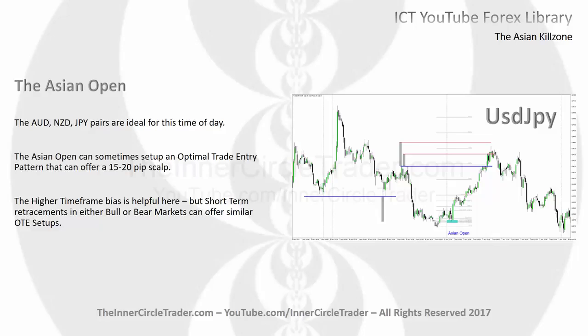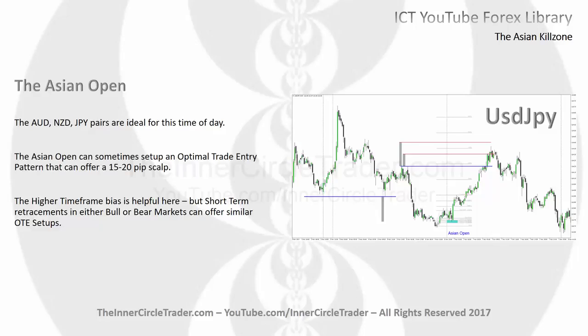As an example here, this is the dollar-yen pair. And again, I'm not trying to zoom in on these charts because the details are not important at this point. I'm just trying to build up an overview of the specifics about the Asian session that are important right now, the salient points, if you will.